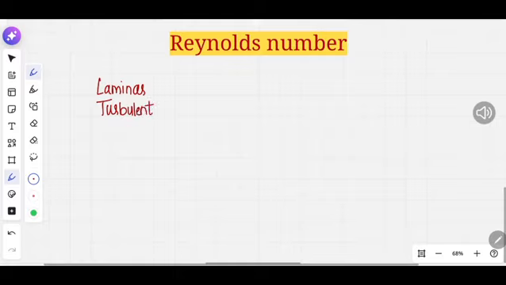Conceptually, it represents a ratio of two opposing forces. Therefore, we can define Reynolds number as inertial forces divided by viscous forces.